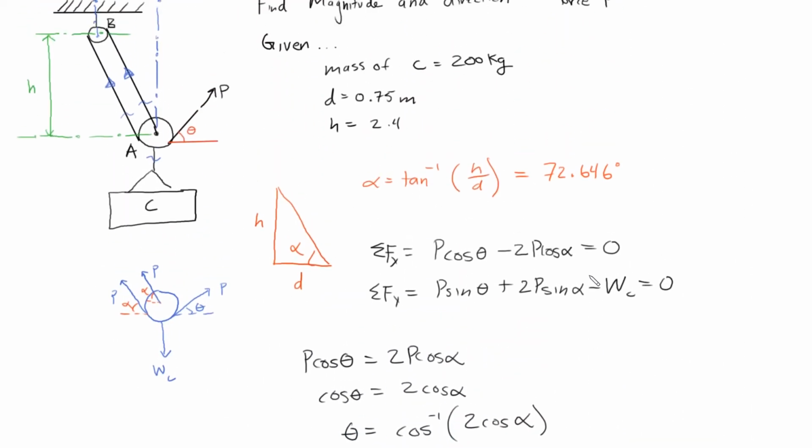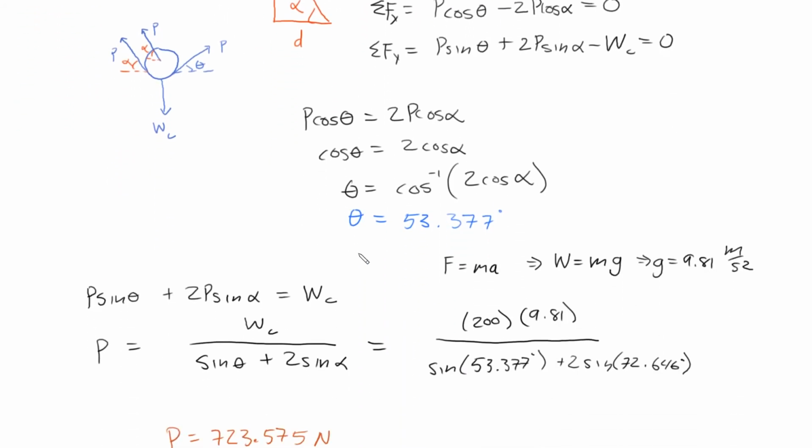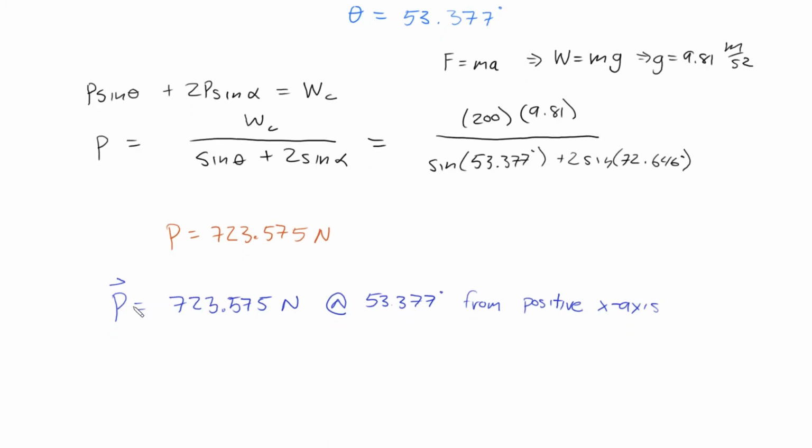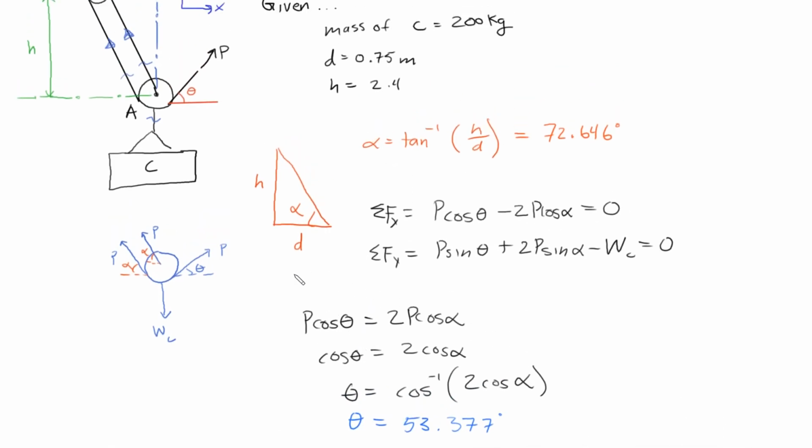And I forgot to define my coordinate system. I'm probably going to do that quite frequently, but it is assumed we're using a right-handed coordinate system. So this is x and this is y. So we define the positive x-axis to the right. So a sufficient answer would be that P is a force of 723.575 newtons at 53.377 degrees from the positive x-axis. So that is a sufficient answer.